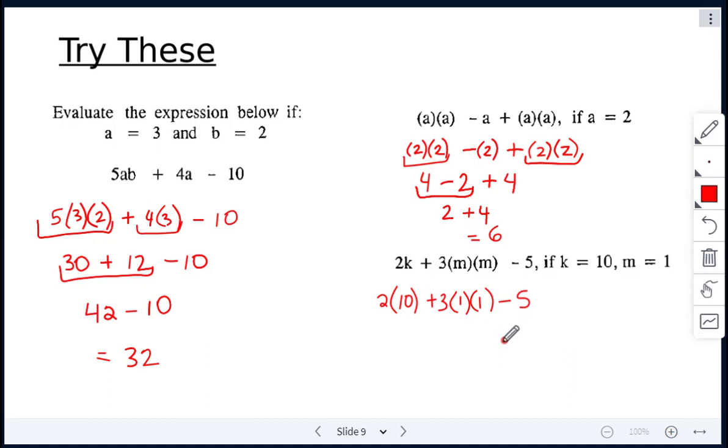All right, and then let's go ahead and work with our order of operations. So here we have 2 times 10, that is 20, plus we have 3 times 1 times 1. 3 times 1 times 1 is just 3. So 20 plus 3, and then we have the minus 5. All right, so again, I'm just going to show my steps here. 20 plus 3 is 23, and then we have minus 5. So your final answer is 18.